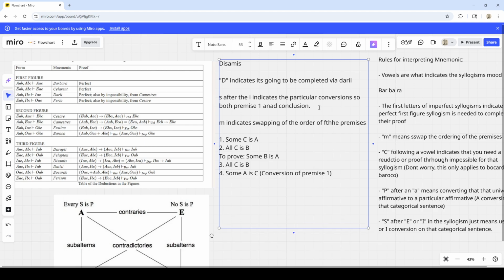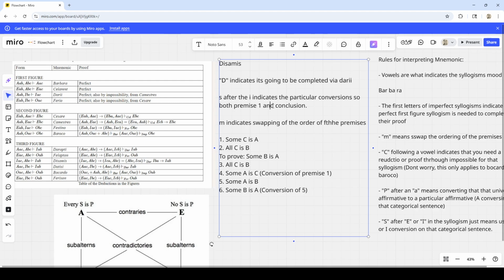And then we can logically conclude that some A is B. And then we can logically conclude it again to some B is A. Right? So I know that's a lot of steps, but let me quickly explain. First, because we realize that it's going to be proved by Darii, and then we realize there's an S after the first I, indicating that we have to convert the first premise, and then we see an M indicating that we have to swap the order of the premises.